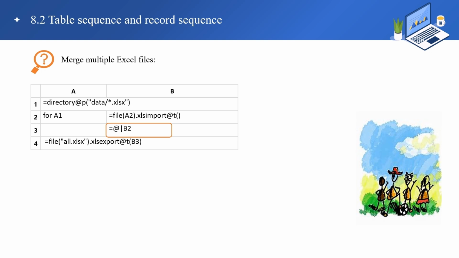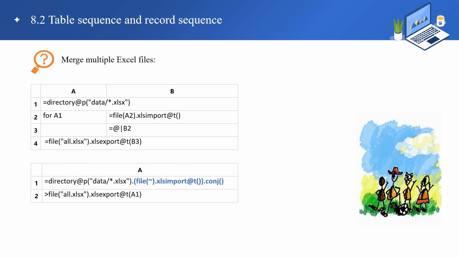After the concatenation, just write it in A4 with the XLS export function. @t also means to write the field names to the first row as the title. This code is much simpler than the previous string processing, and there is no need to deal with the disassembly and assembly of the title. In fact, using a loop function can be simpler. Multiple record sequences can also form a two-layer sequence, and then be concatenated into one using the conjunction function.